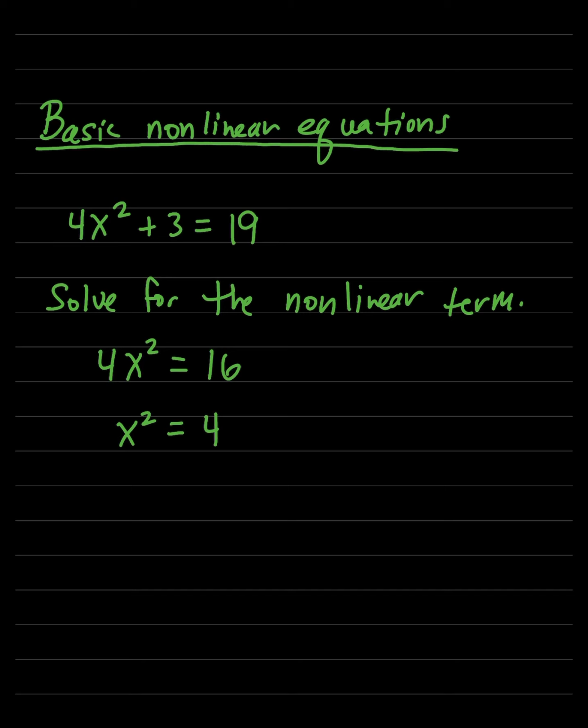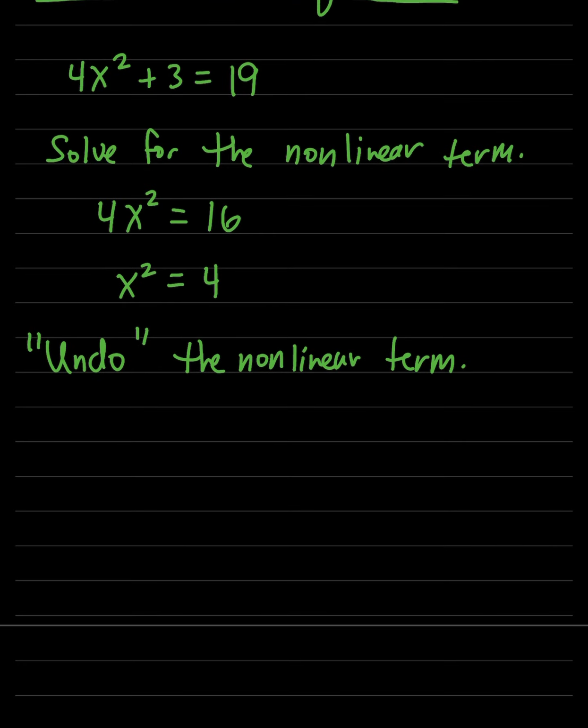When we've got an x squared or a squared term, the way we undo that, and I'll put this in quotes, it's not really a formal math term, but it's a term I like to use. So we undo the nonlinear term. And so when we have an x squared, in order to, quote, undo that, we need to take a square root of both sides. So we'll have the square root of x squared equals the square root of 4. And the reason that this helps is because when we take the square root of a squared term, we are left with just what's on the inside of that.